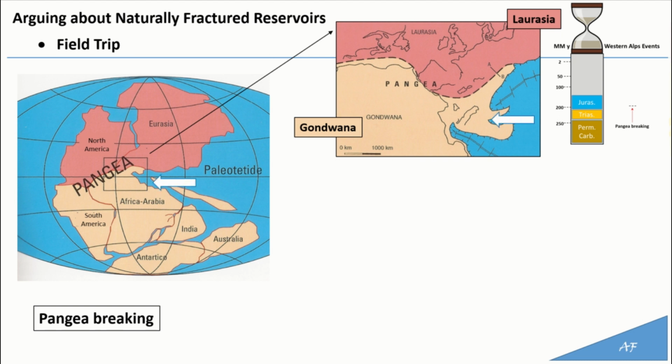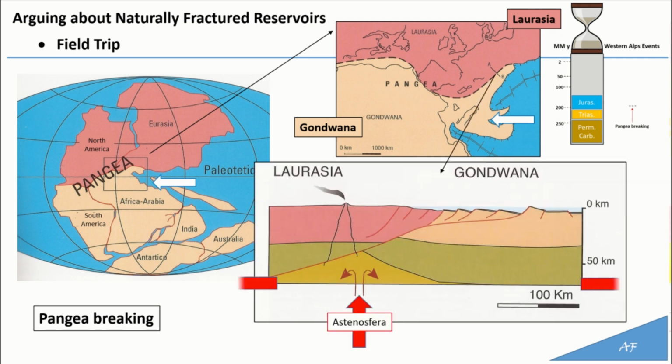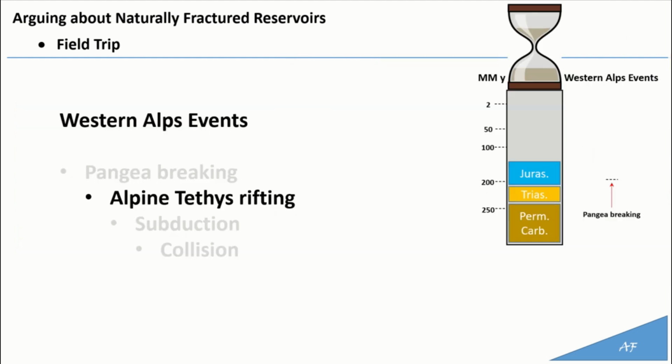The Tethys Sea advanced toward the west, insinuating itself into the rift of the Pangea breaking due to the extensional forces related to the rising of the asthenosphere. Let's move to the following event, that is the Alpine Tethys rifting.